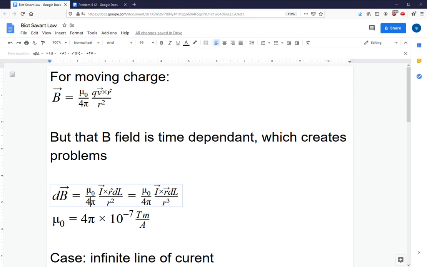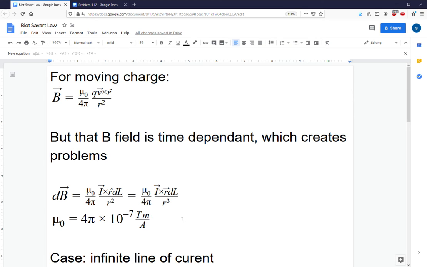Now I have used this symbol right here, mu sub naught. That is known as the permeability of free space. And this is kind of analogous to the permittivity of free space that we used when we were talking about electric field. The permeability of free space is given as 4 pi times 10 to the negative 7th Tesla meters per ampere. Note, this is not an approximation. The way that current is defined, mu naught is exactly 4 pi times 10 to the negative 7th Tesla meters per ampere.